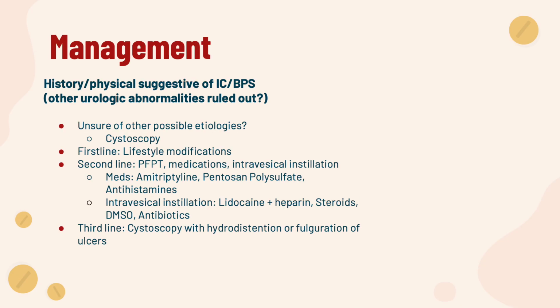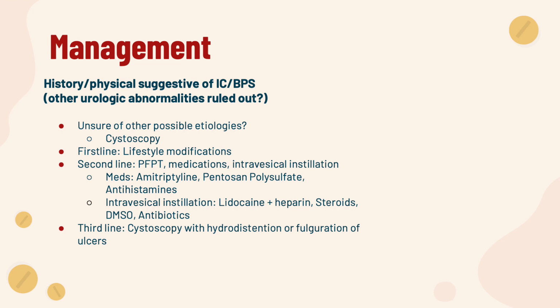In terms of management, if you are unsure of other etiologies, doing a cystoscopy to visualize the bladder is important. Otherwise, first-line treatments are lifestyle modifications. This includes stress management and general relaxation, patient education, and behavioral modifications including dietary changes to avoid trigger foods. Second-line treatments include pelvic floor physical therapy, oral medications, and intravesical instillations.